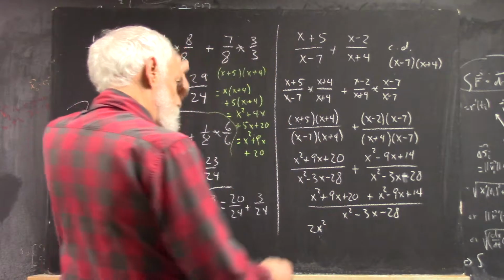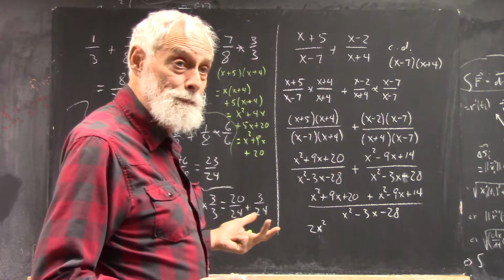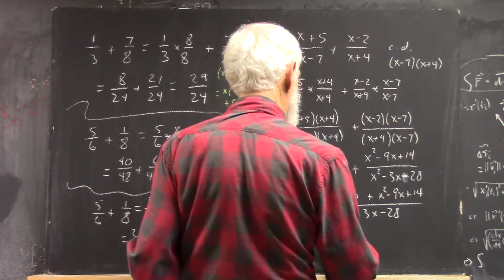Okay? Okay, then we got a 9x and a negative 9x. Well, obviously that gives us 0, right? And a 20 and a 14 gives us 34.